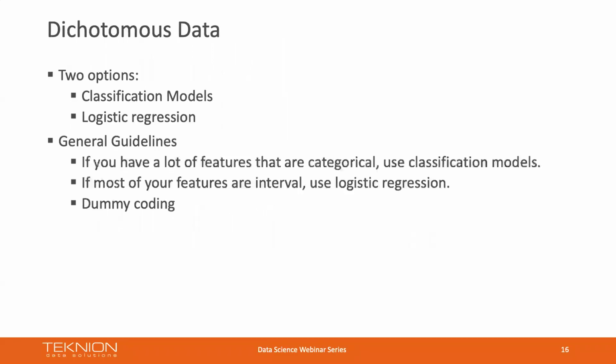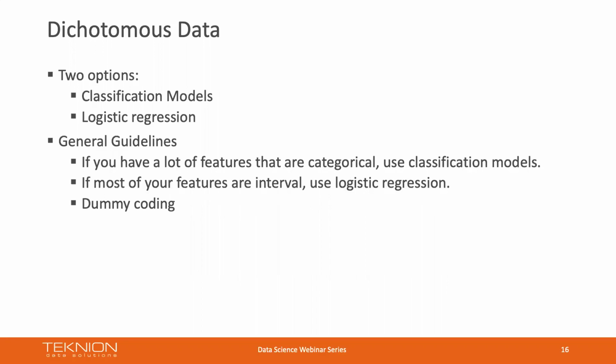Okay. Now, what about when we have just dichotomous data? So we have 2 options on this. We can do classification models, as we've talked about before, or we can do logistic regression. And it's like the regression before, but instead of predicting a singular outcome, we're kind of predicting probabilities. It's a little bit more difficult, but here are the general guidelines.